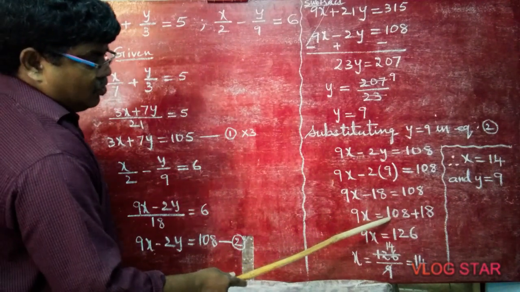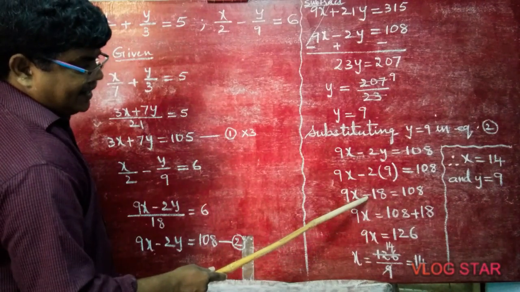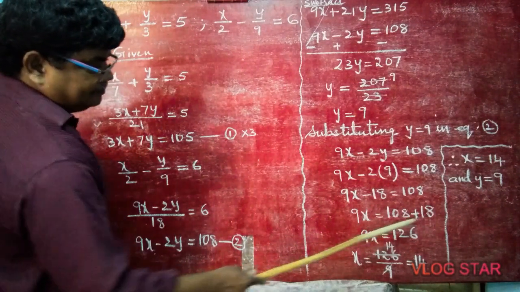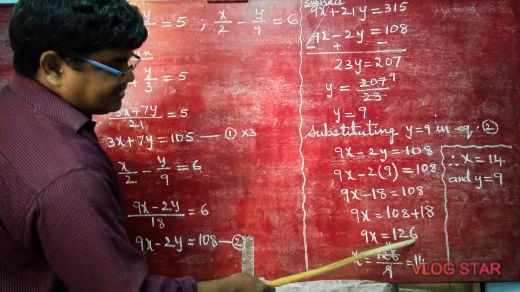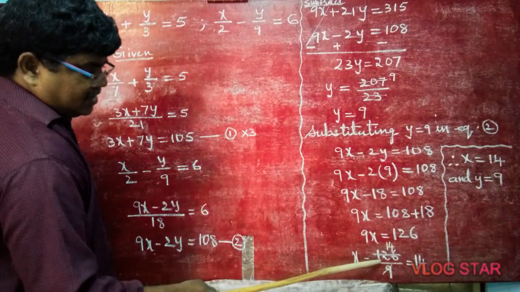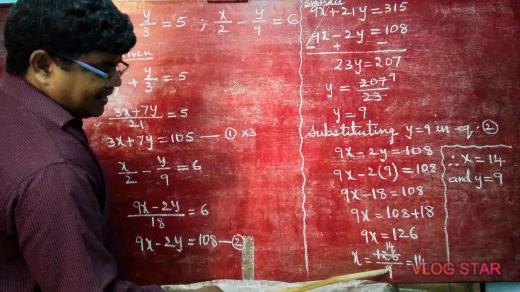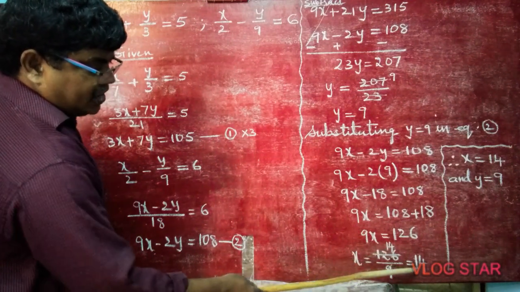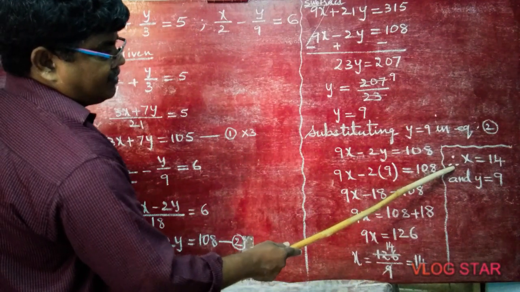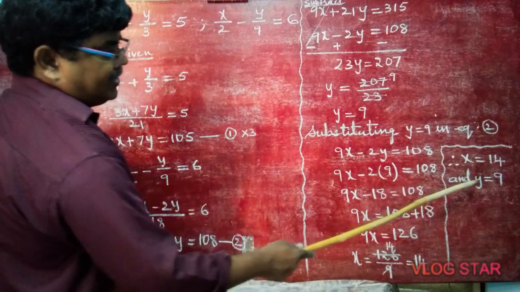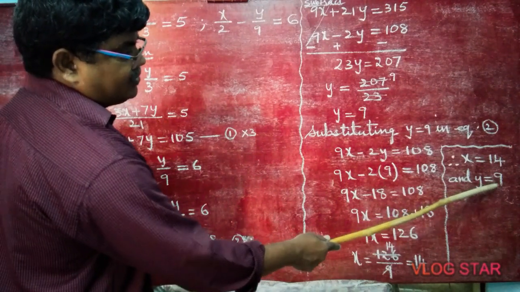9x is equal to 108 plus 18. 9x is equal to 126, addition. x is equal to 126 by 9. 9 goes 14 times. So x we got 14. Therefore the values of x and y are x is equal to 14 and y is equal to 9.